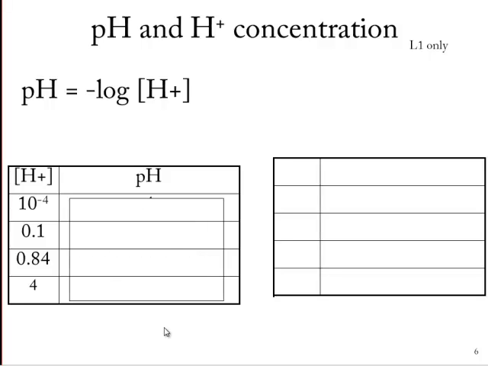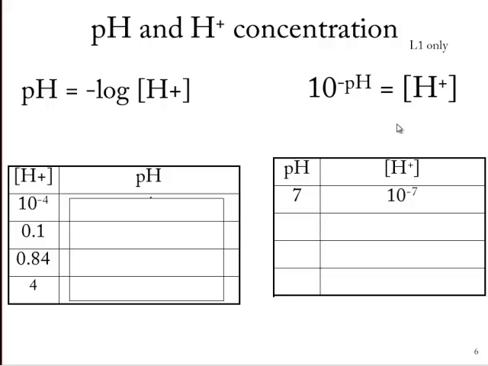Okay, let's do it the other way around. I'm going to give you the pH, you're going to give me the hydrogen ion concentration. And this is the formula. 10 to the negative pH equals the hydrogen ion concentration. All you got to do is plug it in. Most teachers will require proper scientific notation for these. Okay, say the pH is 7. Okay, the hydrogen ion concentration is 10 to the minus 7th moles per liter.